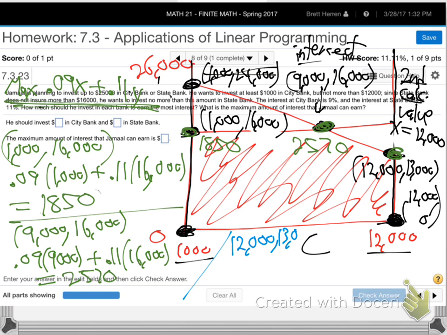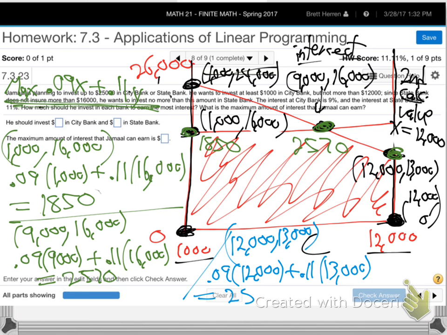12,000, 13,000. Plug that in. 0.09 times 12,000 plus 0.11 times 13,000. 2510. Ooh, I got one. All right, 2510. So this one is 2510, which is not quite as good as 2570. It's close, huh?